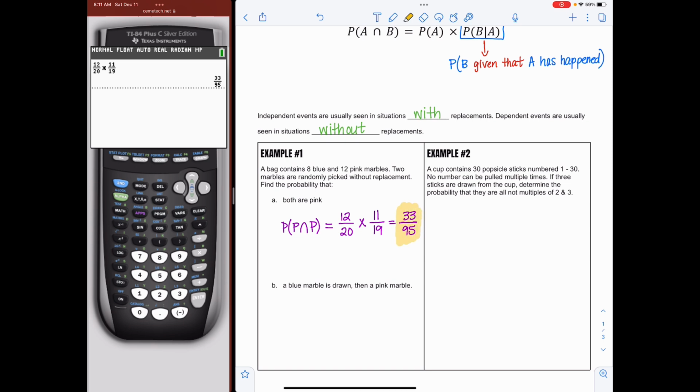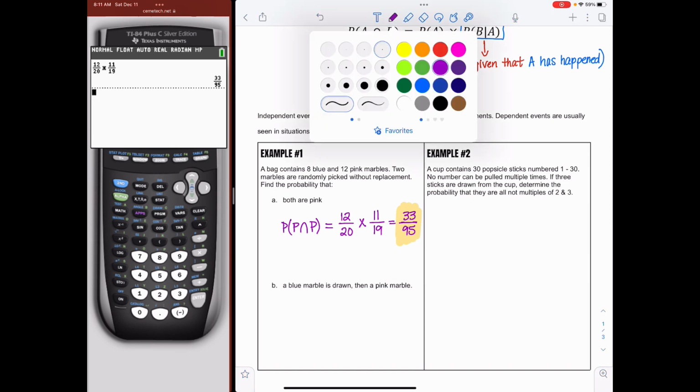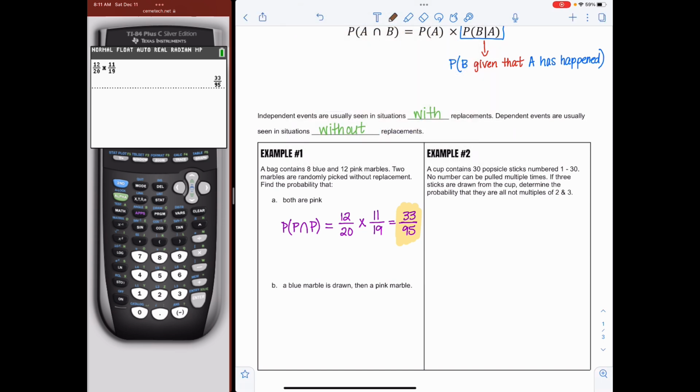All right. Part B, we want to find the probability that a blue marble is going to be drawn first, and then a pink marble will be drawn. So the probability that a blue marble is drawn is going to be 8 out of 20, because you have 8 blue marbles out of 20 total marbles. And then you want to times it by the probability that you're going to get a pink marble, which is going to be 12 pink marbles out of 19 total marbles, because the blue one that you picked you could not replace.